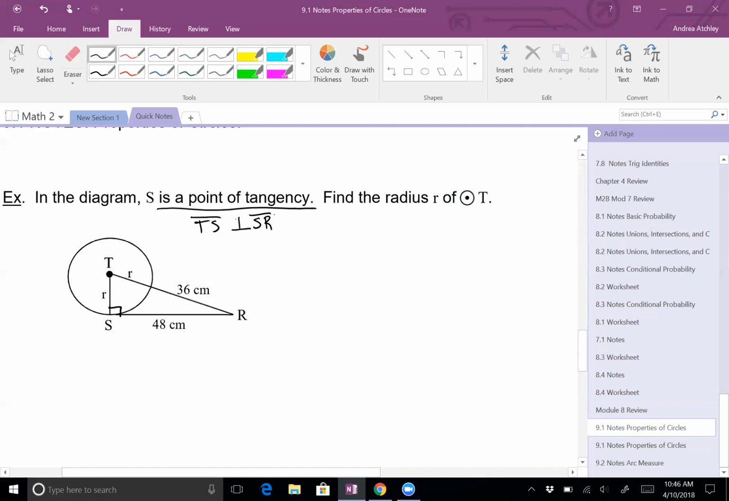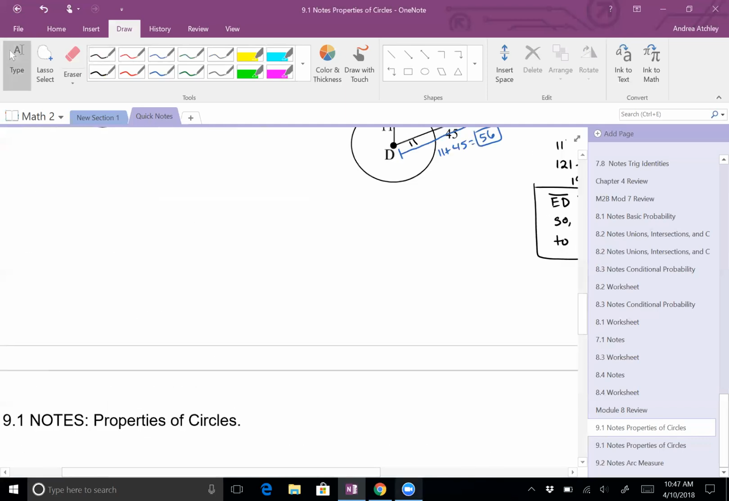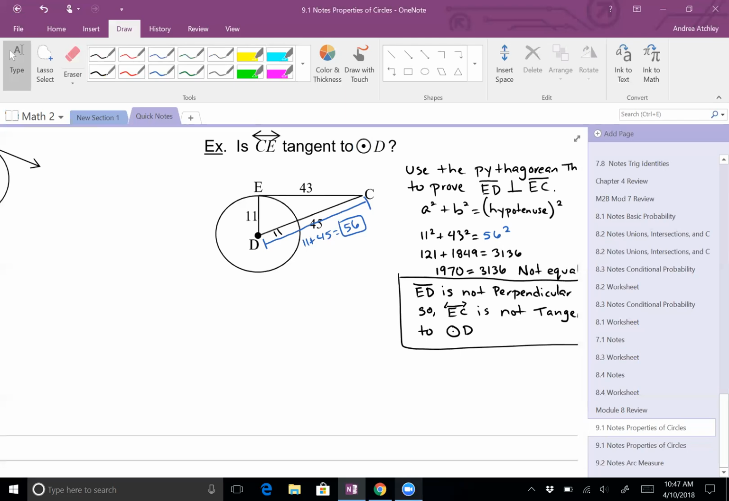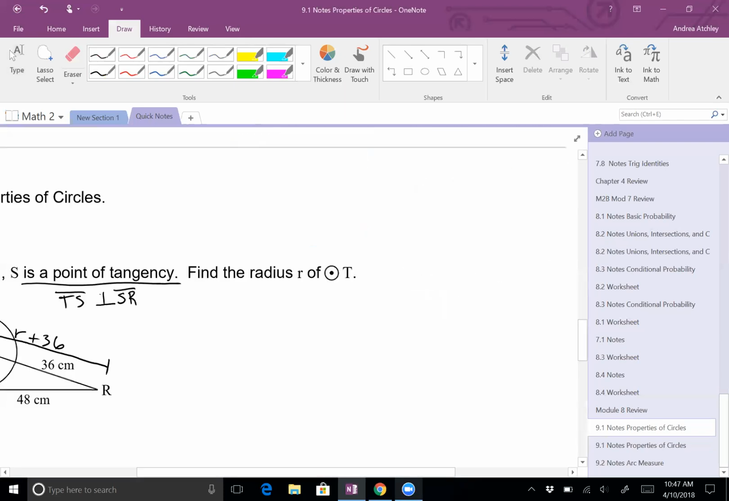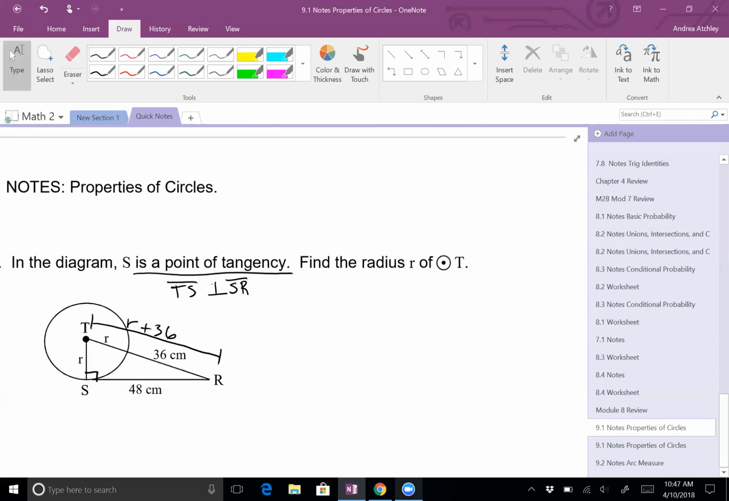Okay, so we're going to use the Pythagorean theorem to find R. Let's review this whole side is R plus 36. Which is just what we had here. That whole side was the radius plus the 45. So that's what we're doing here as well. The radius plus 36. Any questions? Okay, so we should have R squared plus 48 squared should equal R plus 36, the whole thing squared.